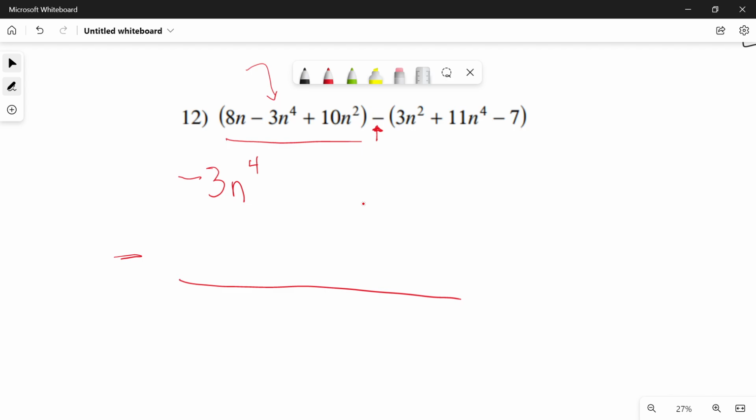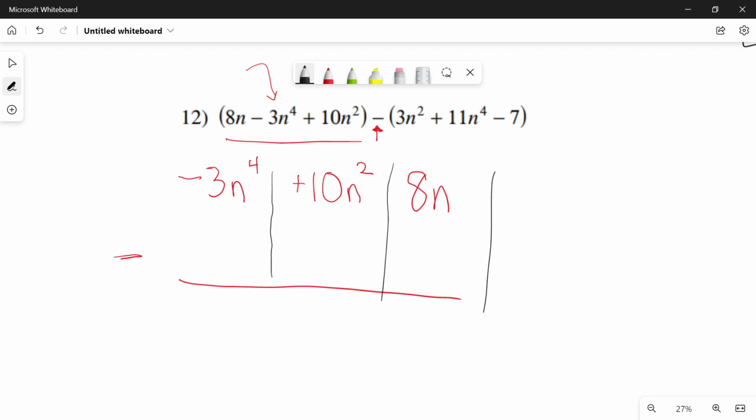And I'm looking for anything to the third, and I don't see anything to the third. In fact, there's nothing over here to the third either, right? But I do have this term for the second, right? So that's positive 10n squared. And then I have this 8n, that would be to the first power. They don't write the first, but there is a first there. So 8n.